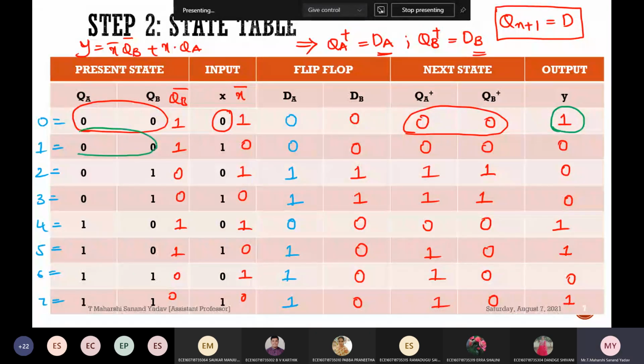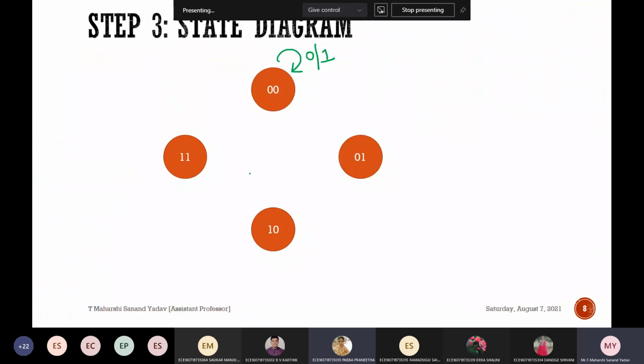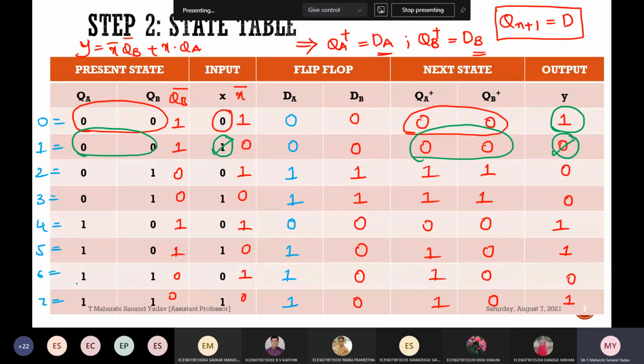Next, check for the next case. When present state is 0 0 and input is equal to 1, where is it going? Same state. So how should I write? Input 1, slash output 0. So 1 by 0. Again, same thing. This is 1 by 0. Next, check for the next case.